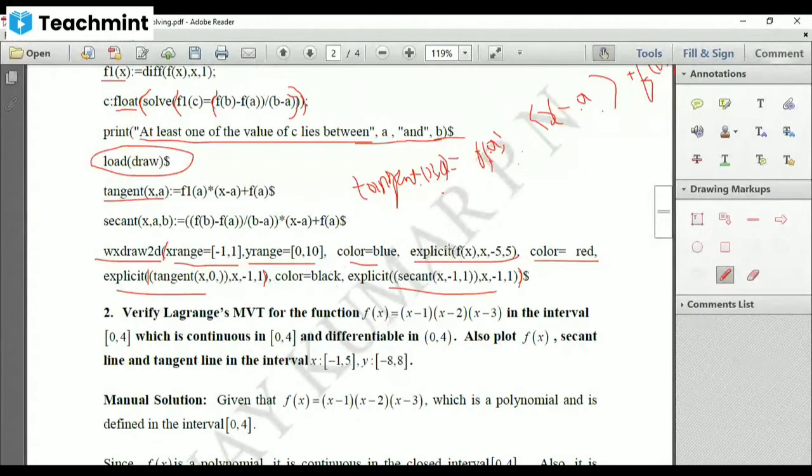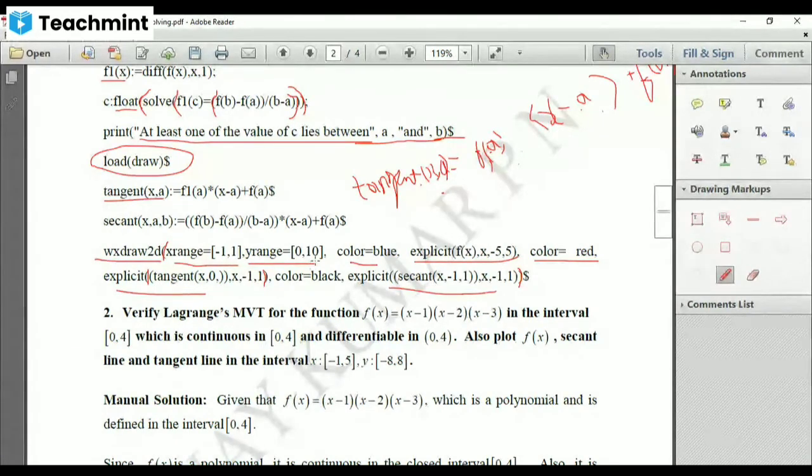Your function will be displayed in blue color, your tangent will be displayed in red color, and the secant line will be in black color. The secant line is the line joining the two endpoints at a and b, your tangent is a straight line drawn at x equal to 0, and your function is a graph from -5 to +5.